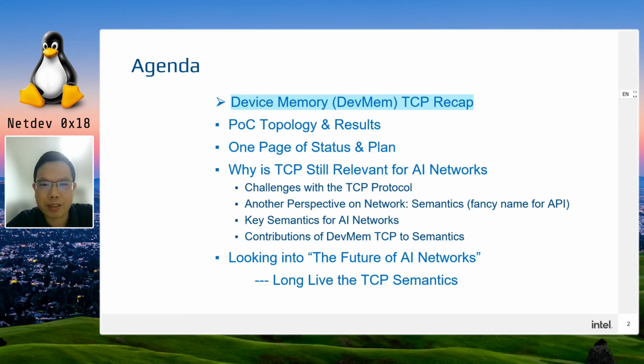And we argue that we can separate the TCP into two parts. One is the protocol, another is the semantic. The semantic, you can just think of as API, but it is more than API. And we argue that the semantic will play a big role for the future of the AI network.